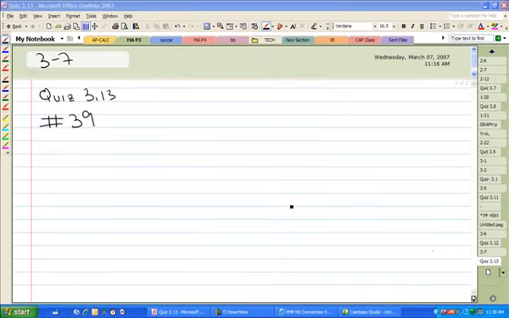Alright, number 39. Read through the problem. The words I'm looking for are maximize or minimize, and I don't see it till the very last sentence. It says maximize profit. So, I need some sort of function in terms of profit. So go back through here and pick out some information.